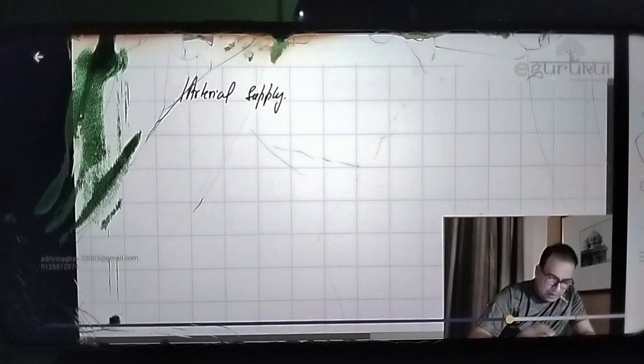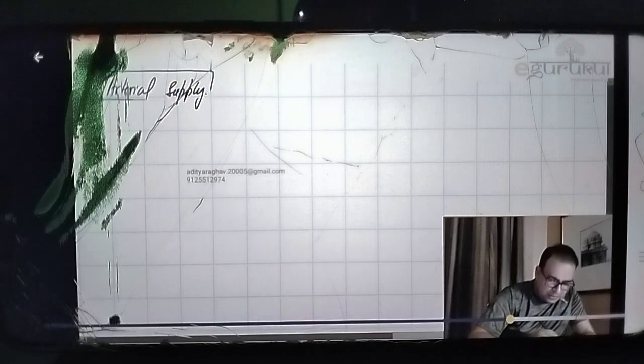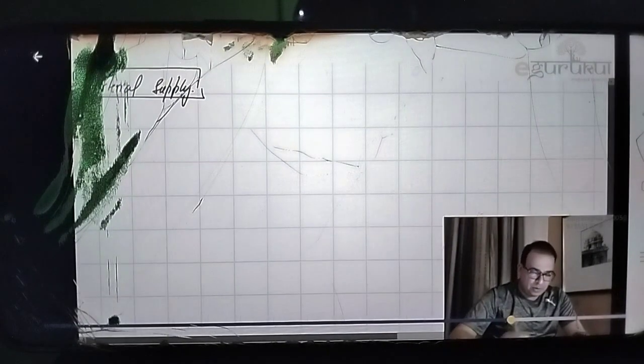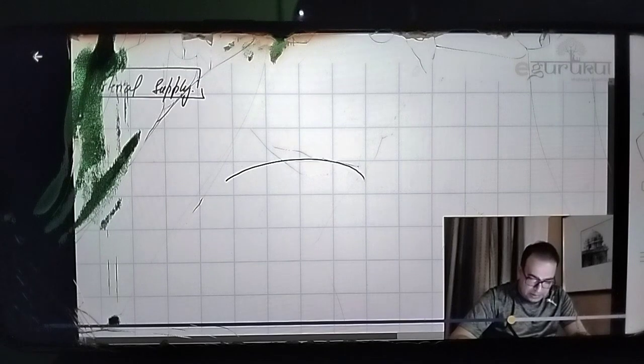Arterial supply of the tongue. Again, I think in BD Chaurasia's book he just wrote the names of the arteries which are supplying it, and I always like to draw it so that you remember it more efficiently. So guys, let us say this here is the tongue again.